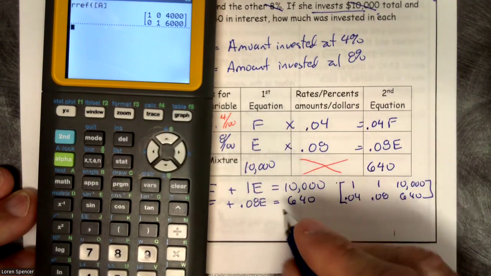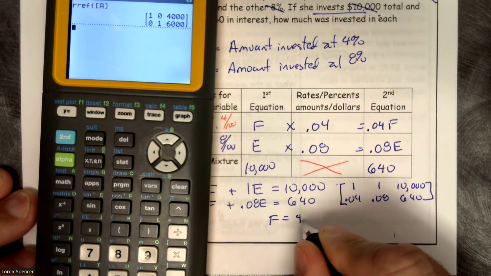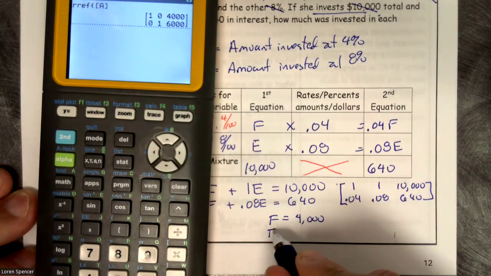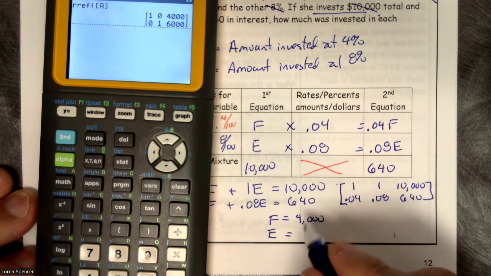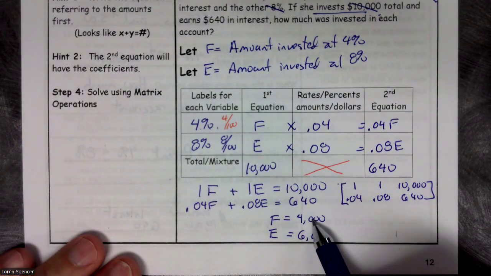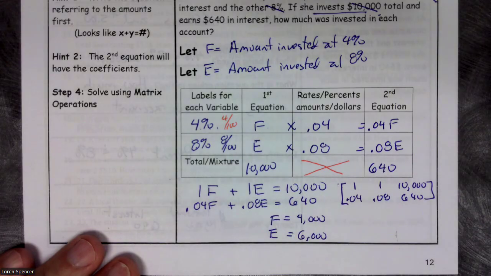And F showed up first. So F equals 4,000 and E equals 6,000. So we invested 4,000 initially at 4% and 6,000 at 8%.